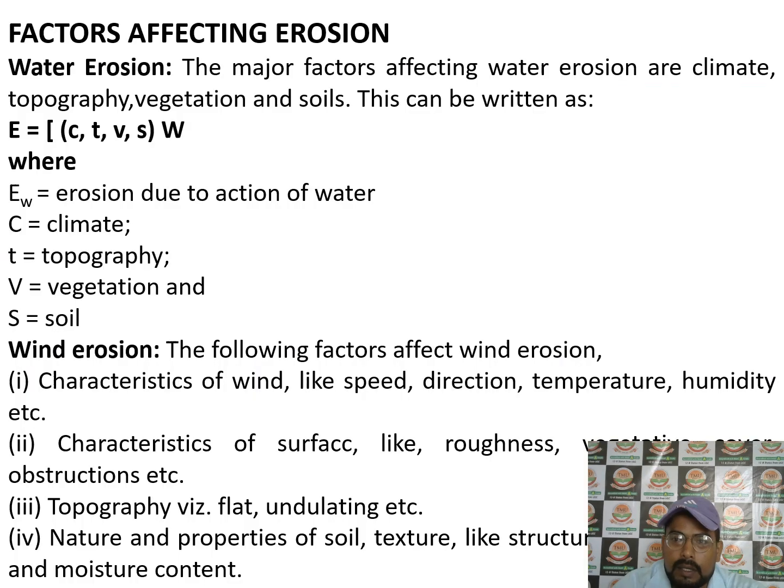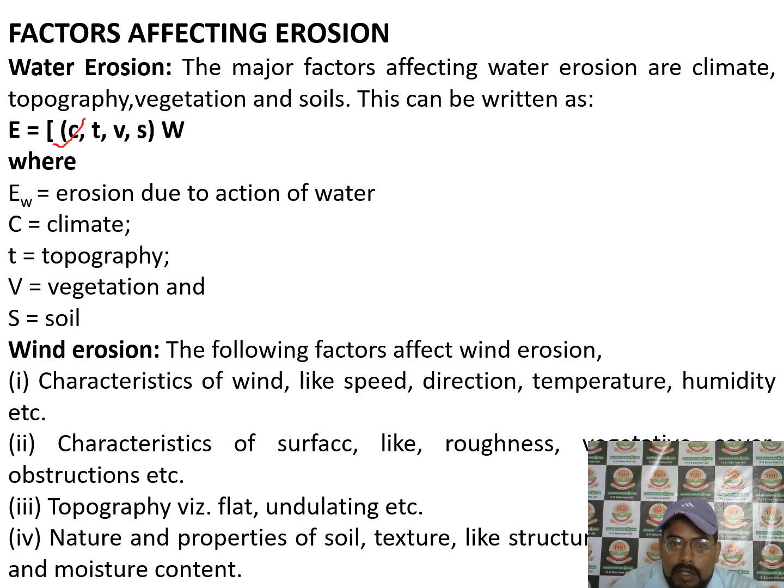The second thing is the factors. We will discuss accelerated erosion and geological erosion. These are governed by two factors, water and wind. How do the factors work? These erosion factors increase or decrease the intensity of the erosion. First is the climate, like the rainfall formula. The causing factors of water erosion are the climate.